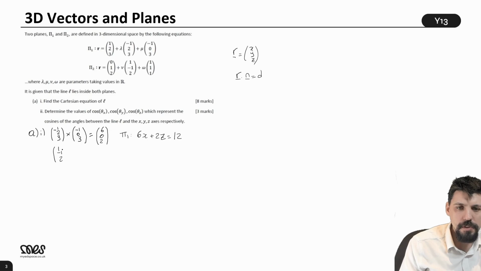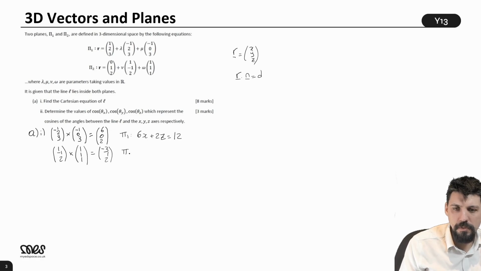1, minus 1, 2, crossed with 1, 1, 1, is going to give me minus 2. Is that right? Minus 3 even. Minus 3. Come on, we're better than that. We are better than that. We're the further maths crew. Minus 3. And then 2 minus 1, I make that a 1. And I make that a 2.